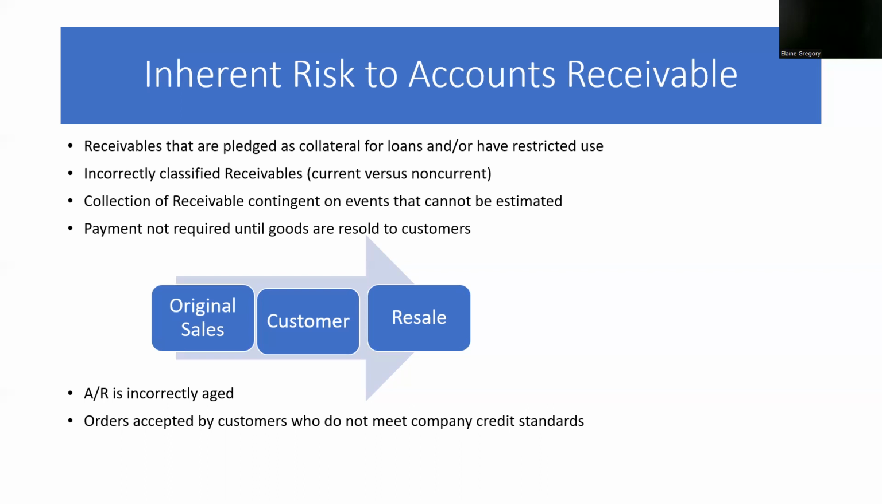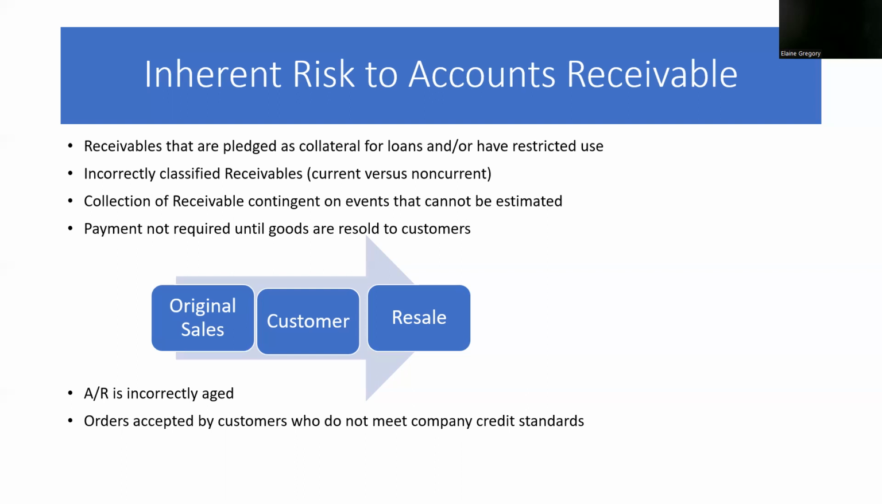Is the collection of that receivable contingent on events that cannot be estimated? Collection of the receivable is contingent upon the customer performing some other obligation. Well, if we can't estimate when that other obligation occurs, then we may not be able to identify that as a collectible accounts receivable.